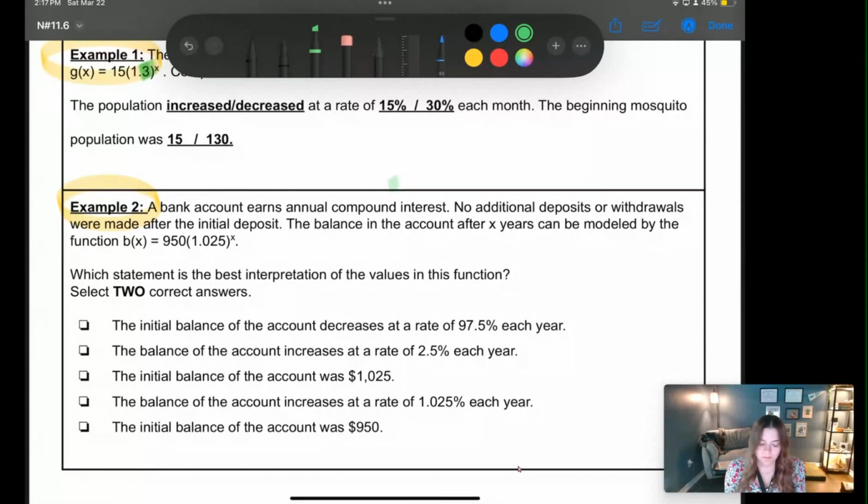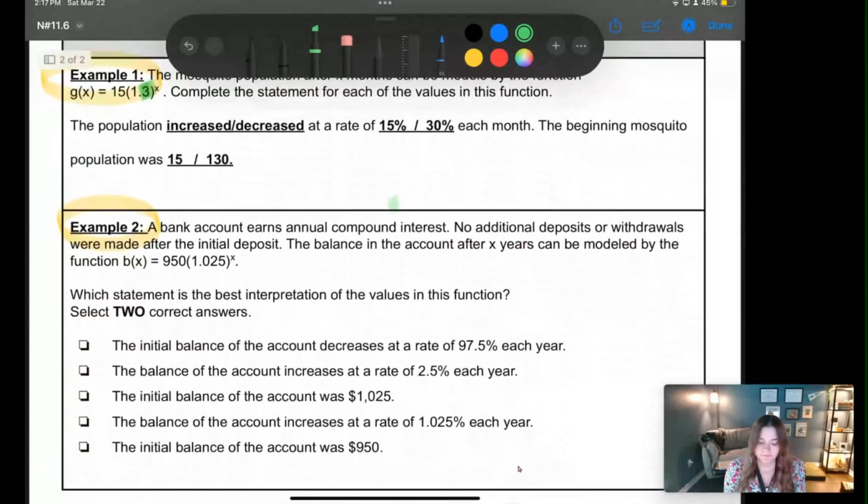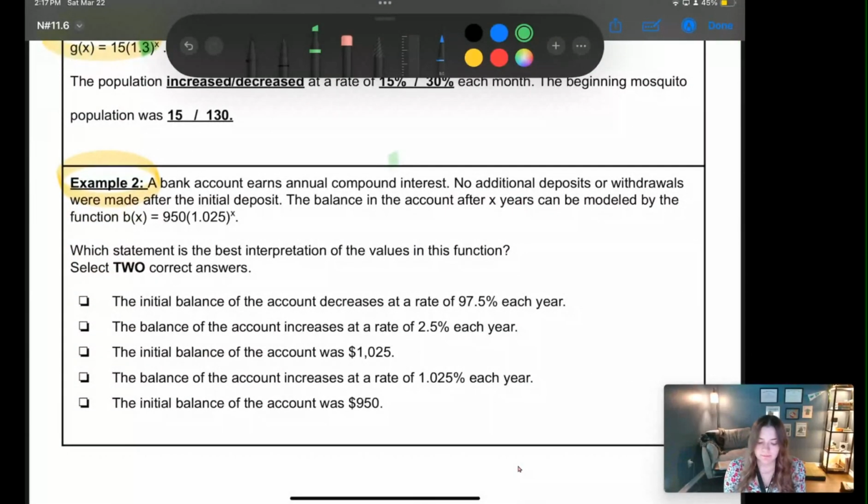Example 2. A bank account earns annual compound interest. No additional deposits or withdrawals were made after the initial deposit. The balance in the account after x years can be modeled by the function, and again, it's still this same formula, same rule. Which statement is the best representation of the values in the function? Well, notice this has to be growth, right? This is my initial. x is the amount of time. So look at each of these and pick the 2 that make the most sense. All right.